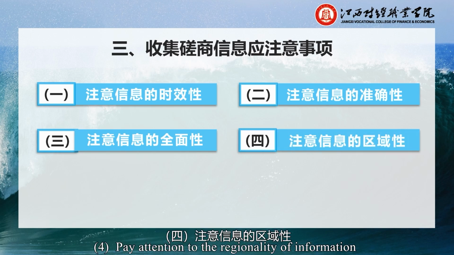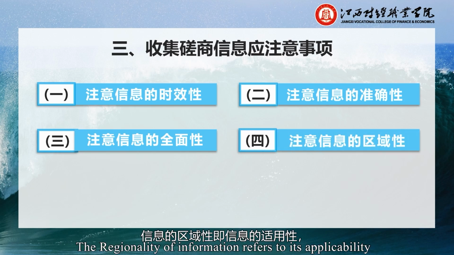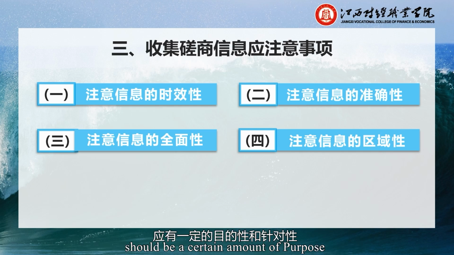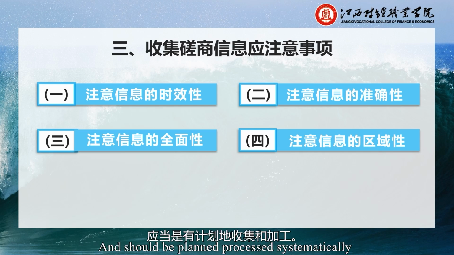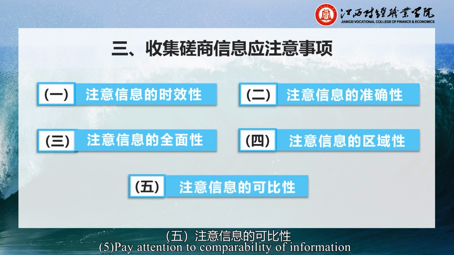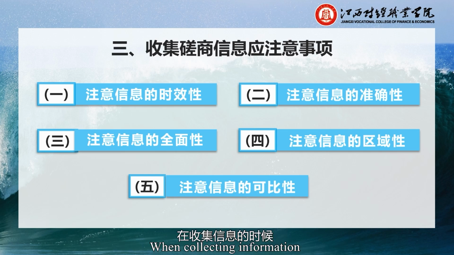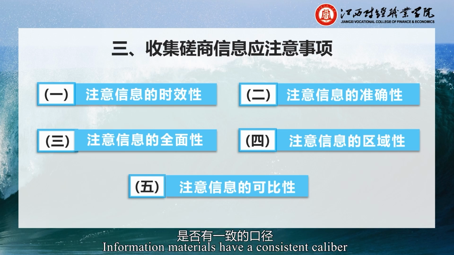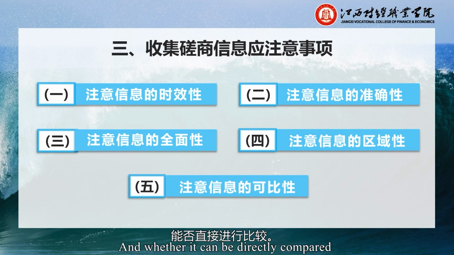Fourth, pay attention to the regionality of information. The regionality of information refers to its applicability. Information collection and processing should be planned and processed systematically. Fifth, pay attention to the comparability of information. When collecting information, attention should be paid to whether the collected information materials have a consistent caliber and whether they can be directly compared.